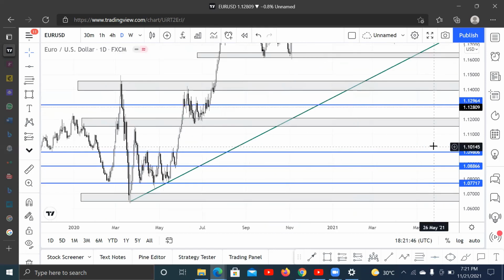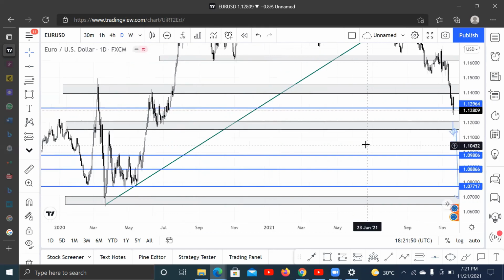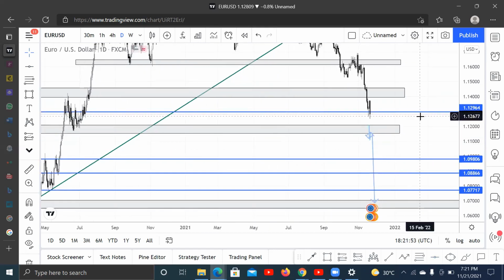So that's why you should actually take note of those levels. Yeah, so that's that on EURUSD.